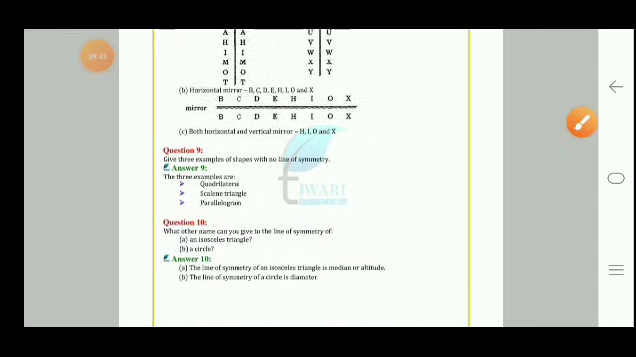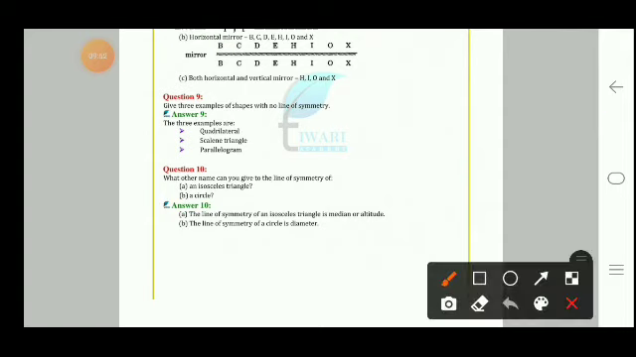Then moving to question number 9, give 3 examples of shapes with no line of symmetry. Okay, so this we know, the answer is quadrilateral, scalene triangle, parallelogram. We have just done this also earlier in one of the previous questions.